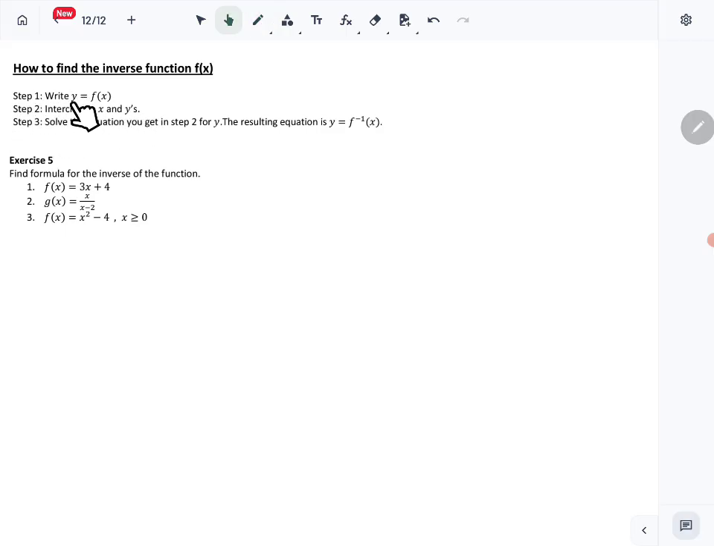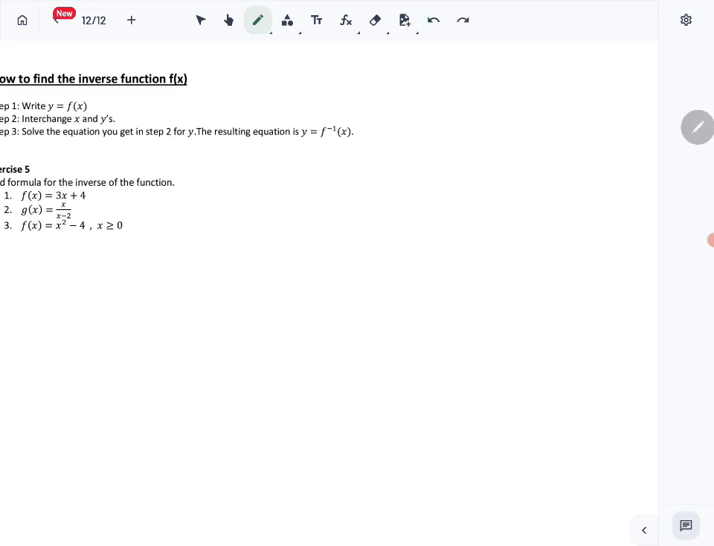First step, whatever function is given to you, equal it to y. Next step, you have to interchange the x and y variables. Then the last step, whatever equation we get in step 2, solve for y. Then whatever answer you get for y is your inverse function, right? So let me go through all the steps using this exercise.